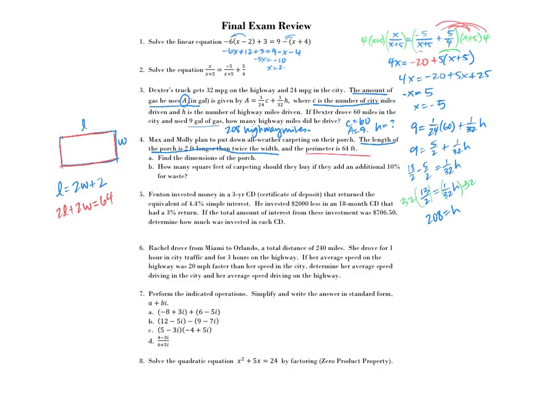Okay. And so what I can do first is substitute that in for L. So I have 2 times 2W plus 2, plus 2W, excuse me.